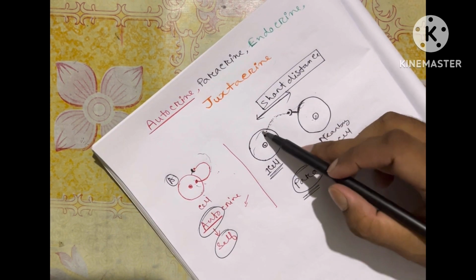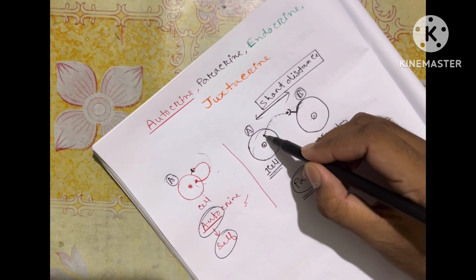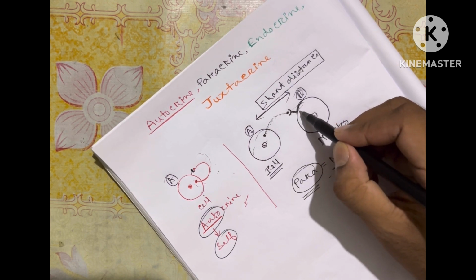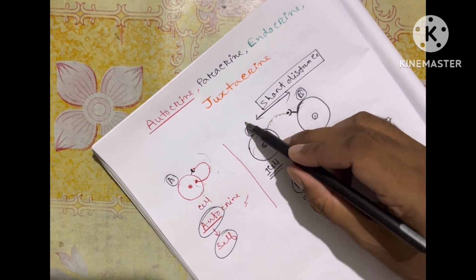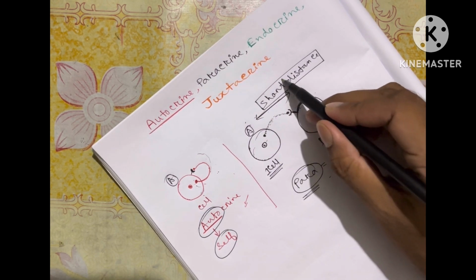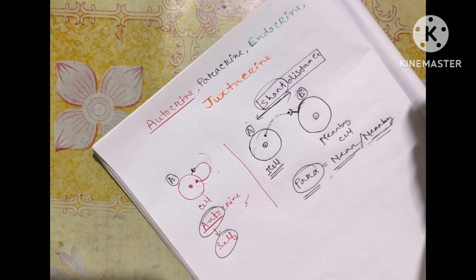Here the signaling molecule is coming from A cell and this is B cell. The signaling molecule is coming from A cell and is binding upon the cell surface receptor of B cell, and the distance between A and B is short. Okay, so this is the concept.